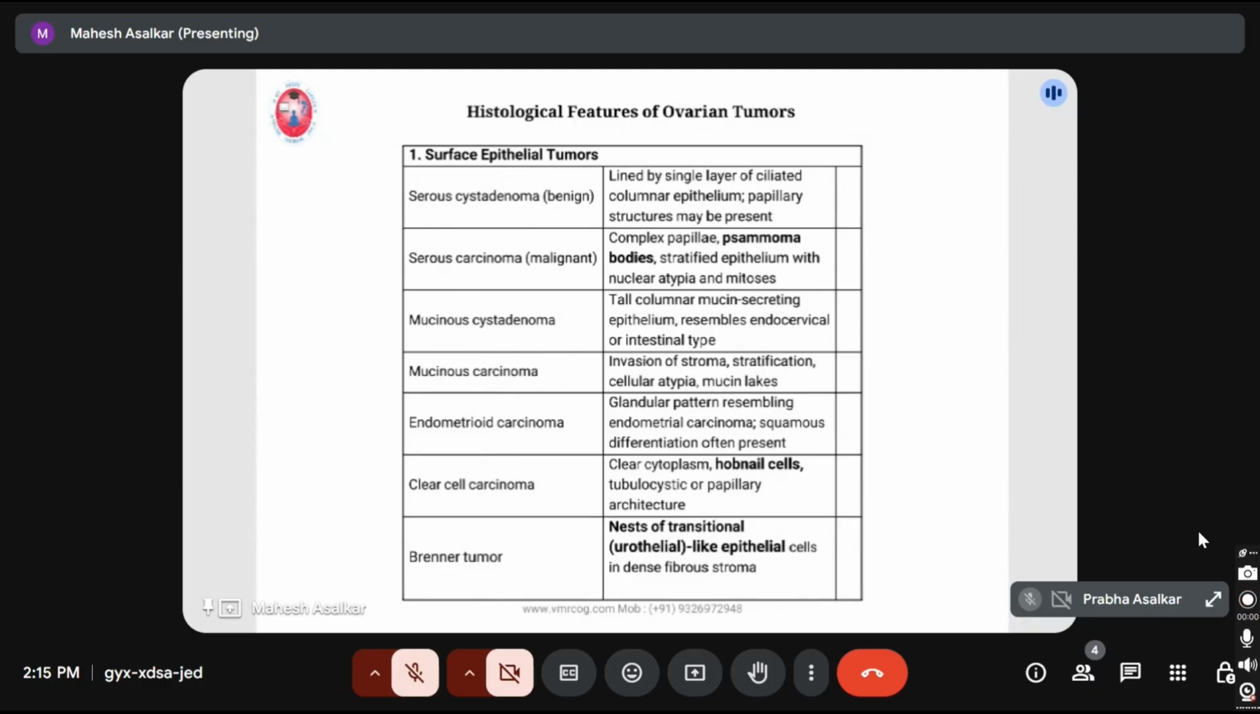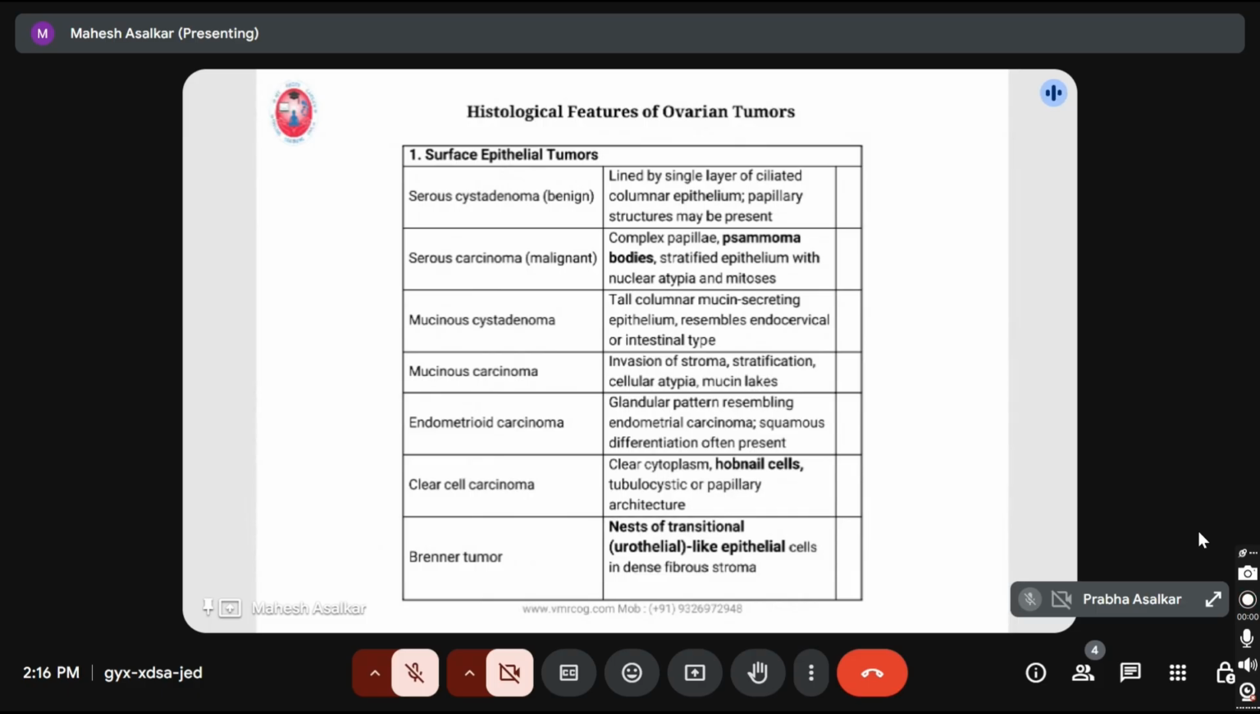If it is a serous carcinoma, that is malignant, in that particular case you will have complex papillae, and most important is the psammoma bodies. Stratified epithelium with nuclear atypia and mitosis. So if they ask you about the psammoma body is a feature of which particular ovarian cancer, they will give you a multiple list of ovarian tumors. It is seen in serous ovarian tumor or cancer. Serous carcinoma will have psammoma bodies.